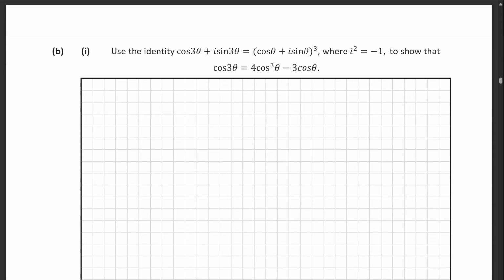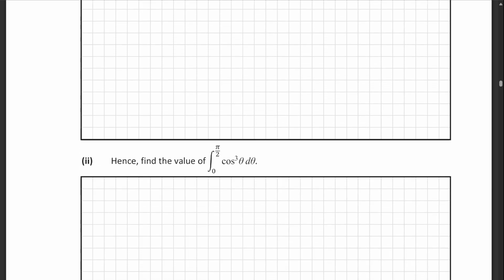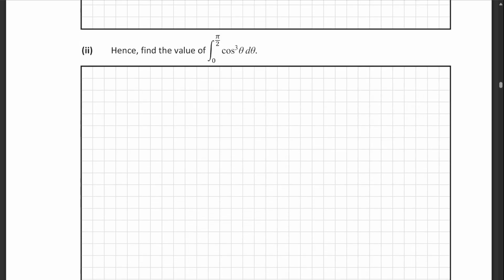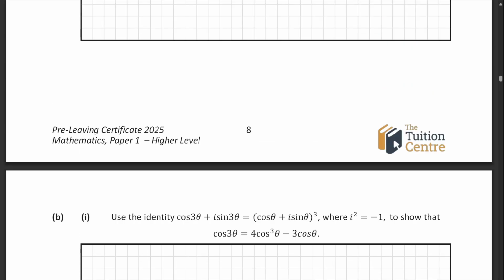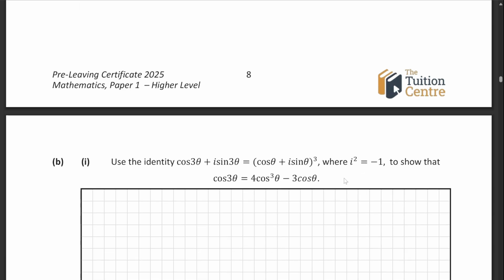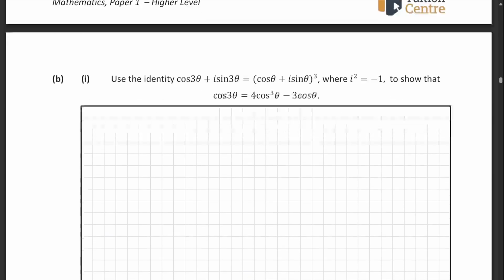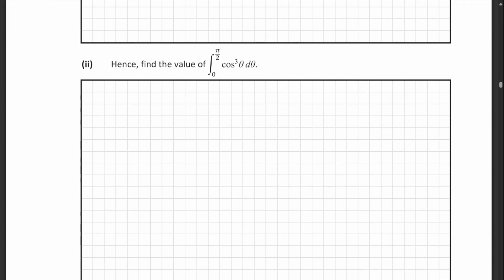Use the identity, yeah, that's standard de Moivre's theorem stuff. Okay, good. And throwing an integral in there. Okay, fun. Integral of cosine cubed, that's just the real part of this. Or, sorry, no, it's given to us here. So you just replace cos cubed with cos 3 theta, take away cos 3 theta, take away 3 cos theta, over 4. And you're effectively just integrating that between 0 and pi on 2.